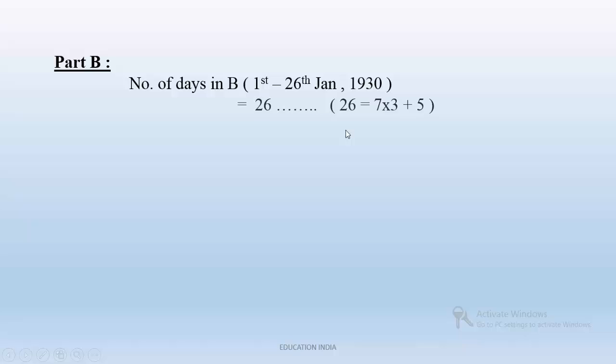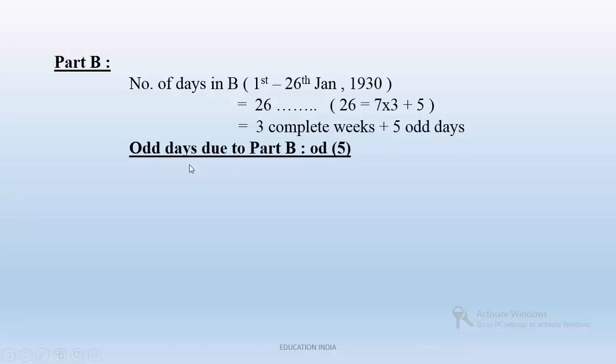Now we calculate the total number of odd days due to part B. The part B consists from 1st January to 26th January of the current year, that is 1930. The total number of days in our calculation is 26, which is greater than 7. The number of odd days will be calculated by finding the remainder when 26 is divided by 7. So the remainder when 26 is divided by 7 is 5. So 26 will consist of 3 complete weeks and 5 odd days. Hence, the odd days due to part B is 5.